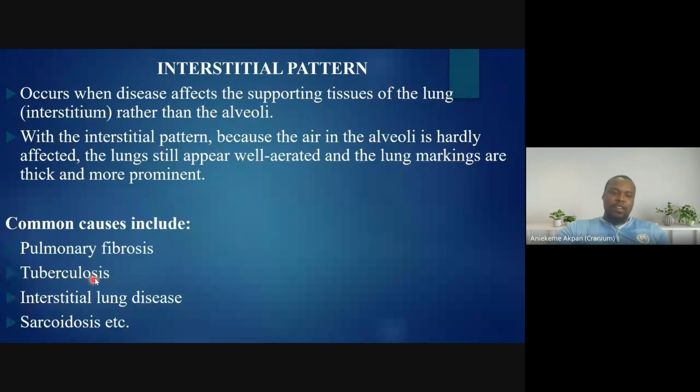Of course, tuberculosis can cause fibrosis as well, interstitial lung disease and sarcoidosis. And most of these, like sarcoidosis, are multisystemic. They can affect multiple systems. You can even have testicular sarcoidosis. You can have splenic sarcoidosis. It affects multiple systems in the body, not just the chest, just like miliary tuberculosis.